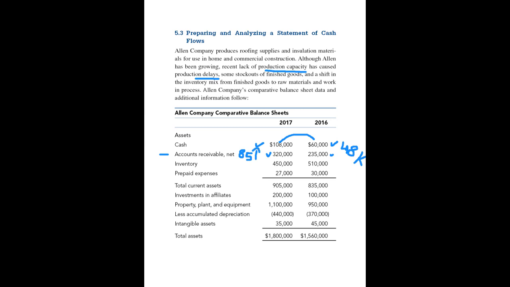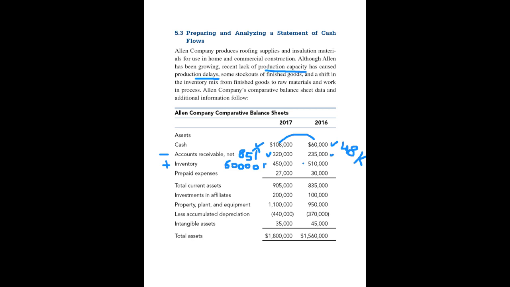Look at inventory. The inventory opening balance was 510,000, but it decreased to 450,000. So it means that there is a sale of inventory equal to this decrease, which is 60,000. When we sell the inventory, inventory brings cash because of sales. So we are going to add it. I'm putting the down arrow just to show that there is a decrease because of sales.